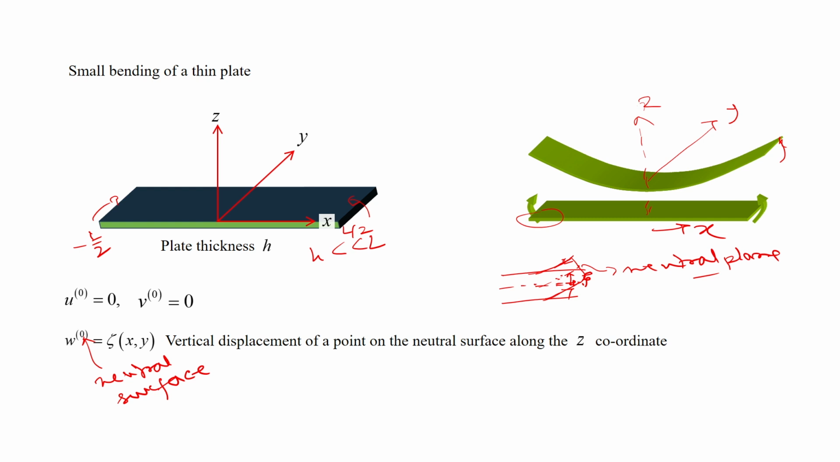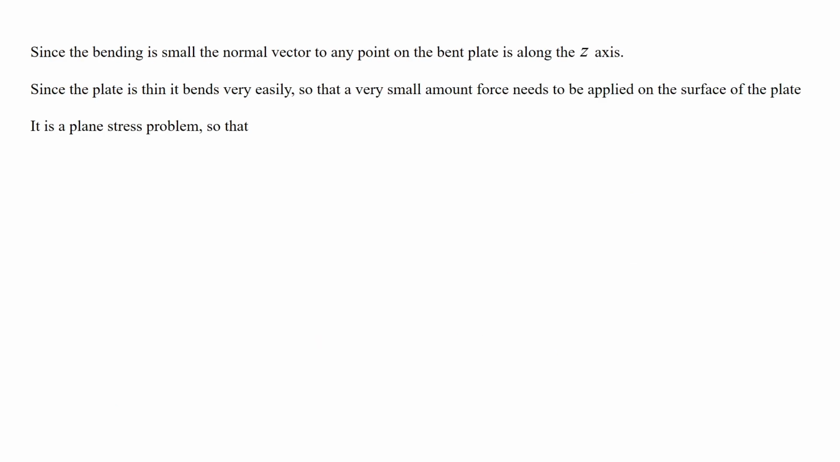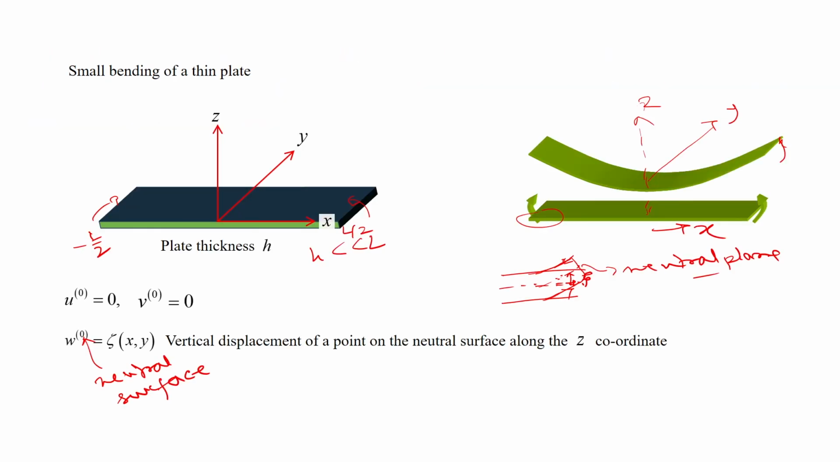We will derive the equations for bending about both the x axis and y axis, and then we will take up a special case for bending only about the y axis. We will see it soon. Now, since the bending is small, the normal vector to any point on the bent plane is along the z axis.